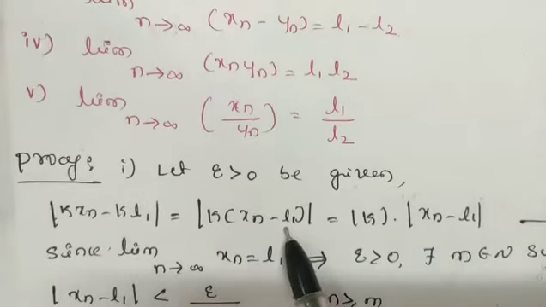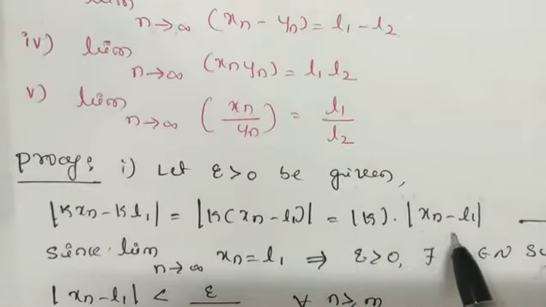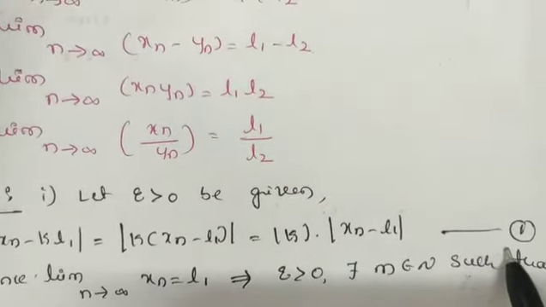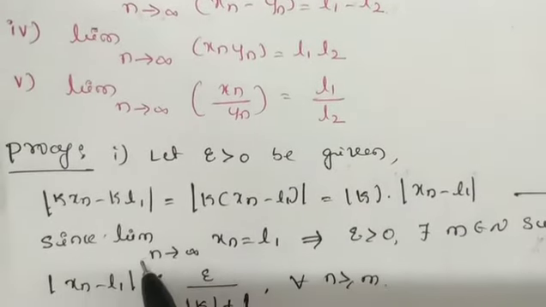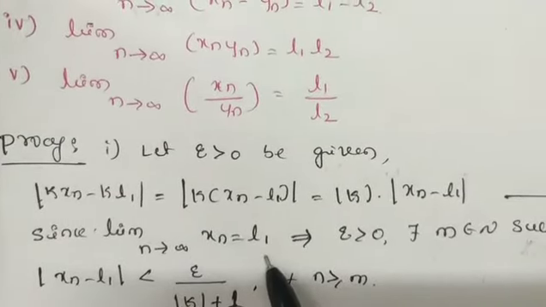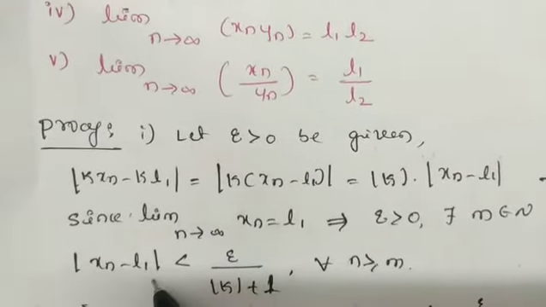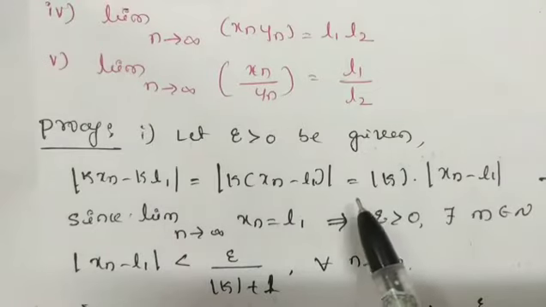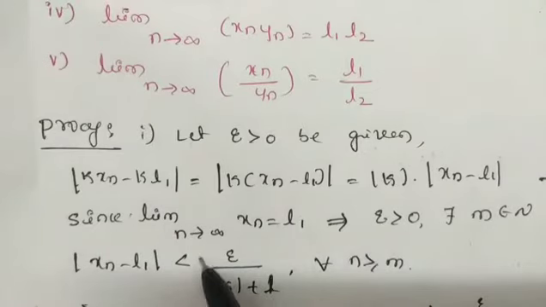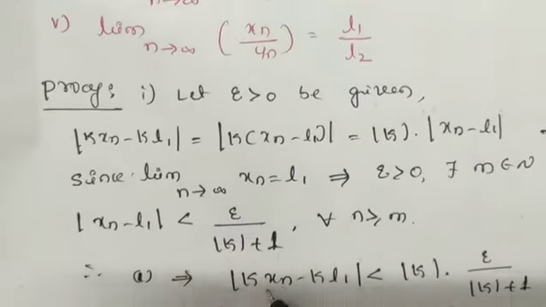It is xn minus L1, is equal to, we can take k common here, that is mod k into mod xn minus L1. Take this one as equation number 1. And since limit as n tends to infinity xn is equal to L1, this is given, this implies for epsilon greater than 0, there exists m belongs to N such that mod of xn minus L1 is less than epsilon divided by mod of k plus 1.